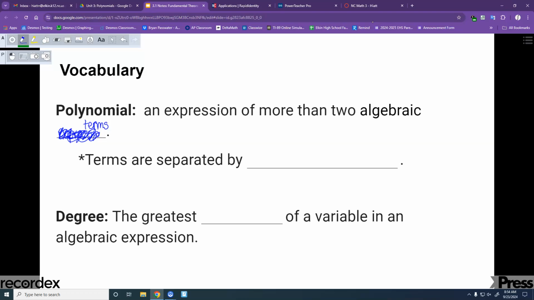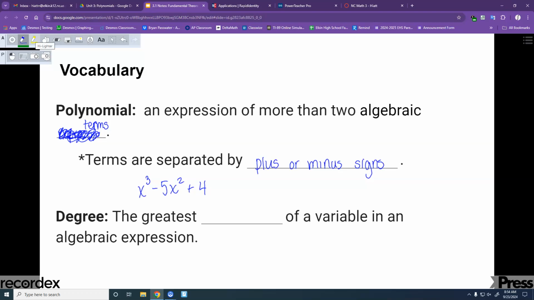All right. Terms are going to be separated by plus or minus signs. Okay? So an example of a polynomial would be something like this: x to the third minus 5x squared plus 4. That's an example of a polynomial, right?